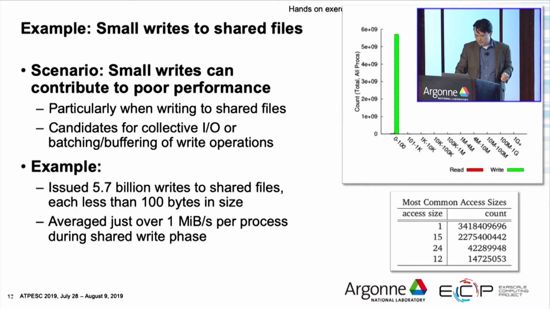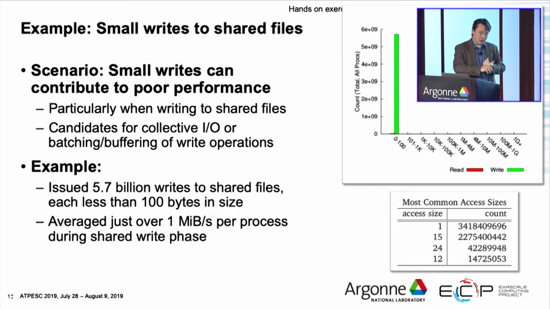And if you look at the histogram, which Darshan tells you of all the IO sizes, you can see that this application issued 5.7 billion writes to shared files that were less than 100 bytes at a go. So this thing was doing 100 byte writes 5 billion times. And if you look at the actual histogram, they were doing 1 byte writes. So writing 1 byte at a time.